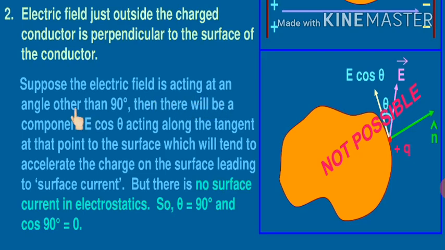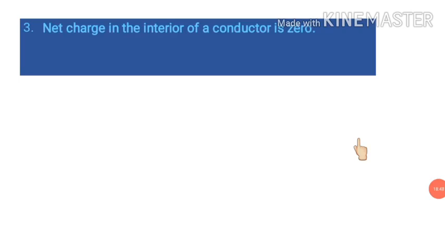0. That's why it is written over here: suppose the electric field is acting at an angle other than 90 degrees, then there will be a component E cos theta acting along the tangent at that point to the surface, which will tend to accelerate the charge on the surface and lead to surface current. But there is no surface current in electrostatics. It means theta is equal to 90 degrees and cos 90 is 0. So there will be no such component, and we will not talk about surface current. So simply we have to remember the second property: on the surface of the conductor, the electric field is always normal.